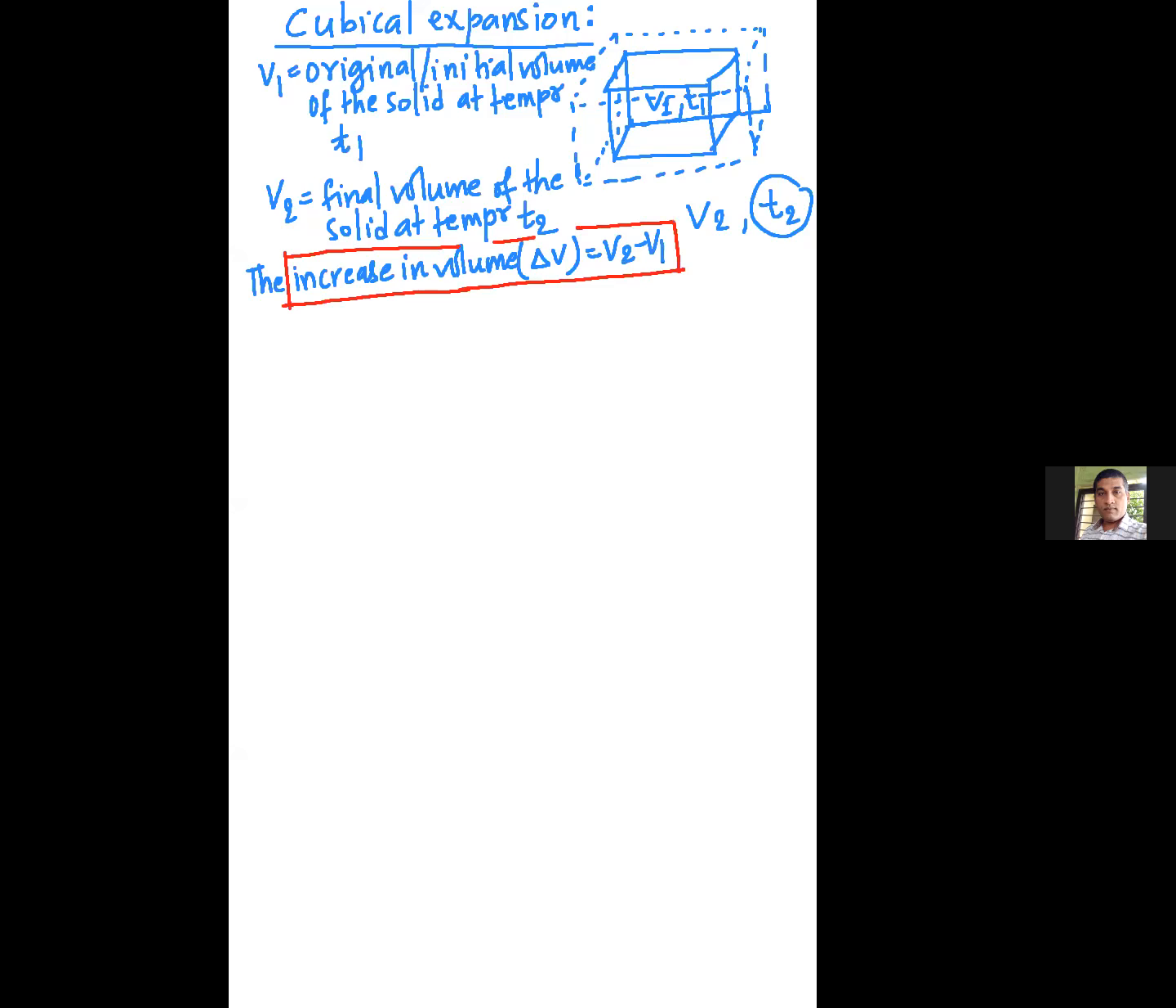Now, similarly, we can write the increase in temperature. Since we are heating the conductor, I'm writing temperature in short. Increase in temperature, delta T, equals T2 minus T1. Clear? So I'm highlighting this expression.